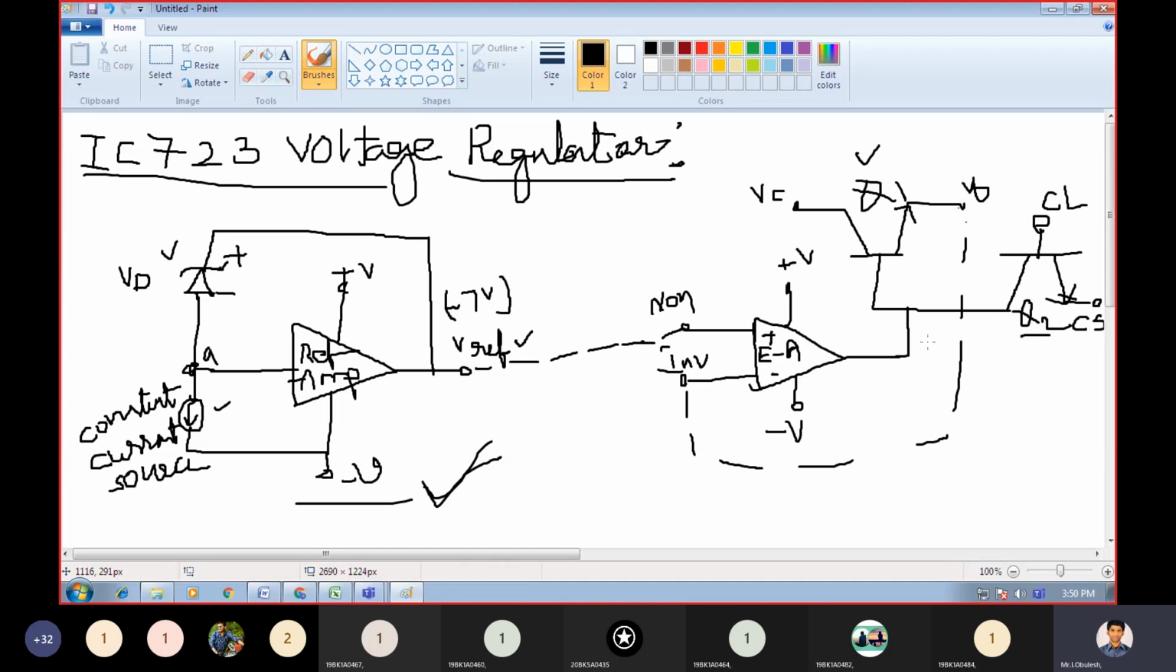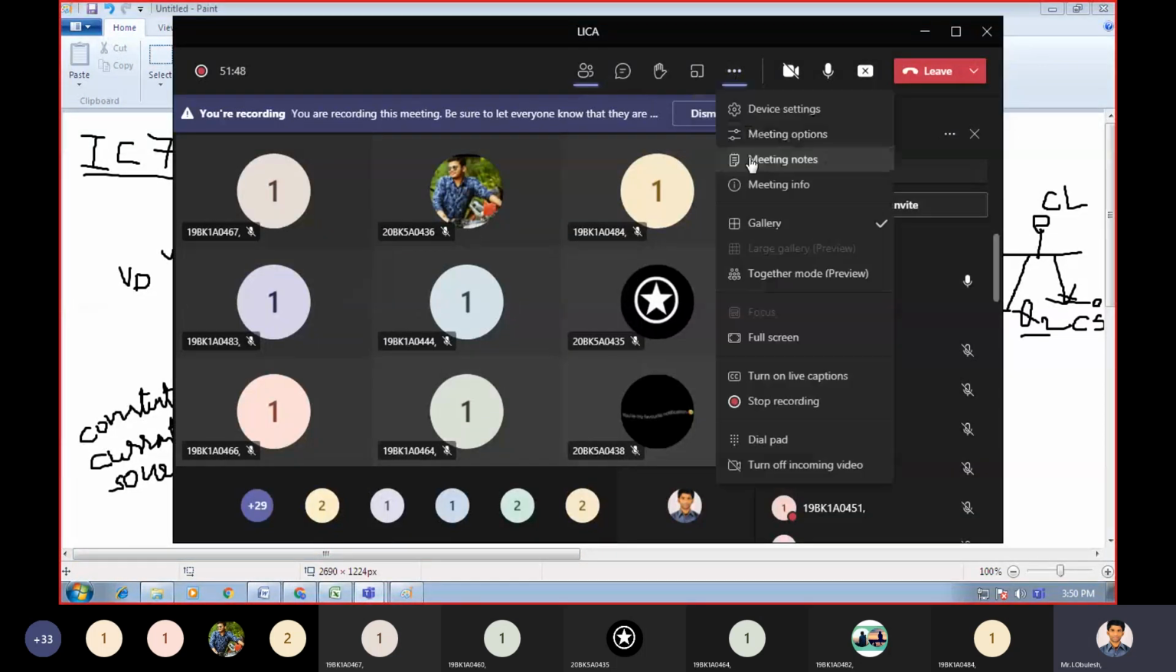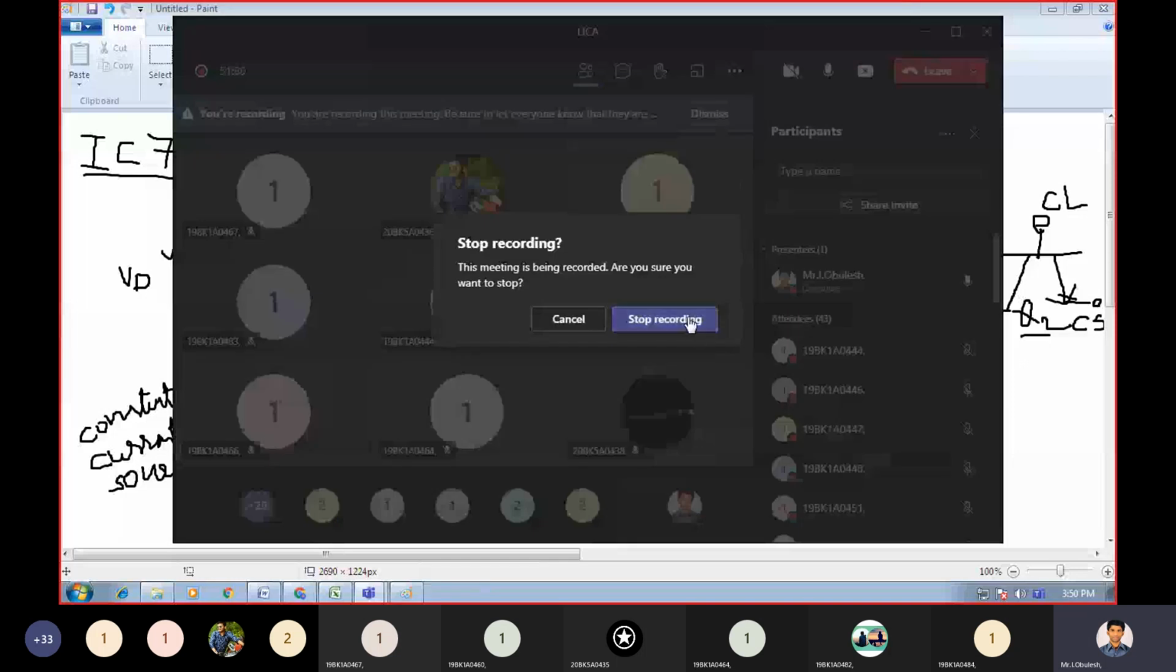It will take time, at least 20 minutes. So in the next class we will draw the circuit diagram of the IC 723 voltage regulator, the pin diagram and circuit diagram, and their explanation and features. Now it's already 3:50. Okay. So in the next class I will discuss the remaining concepts.